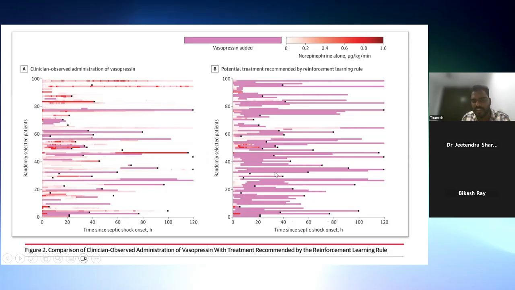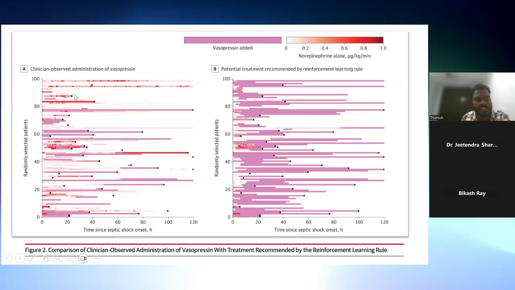So from the comparison of the two diagrams, we can see that the purple color is very much lesser in the left side group, which is very much higher in the right side group. It shows that vasopressin was initiated in higher numbers in the RL based group, and it was also started at a very early stage. From here we can see it was started in less than roughly 10 hours. But here, in very few patients it was started very early, and it was not started in many of the patients.